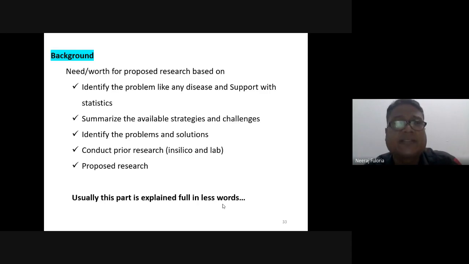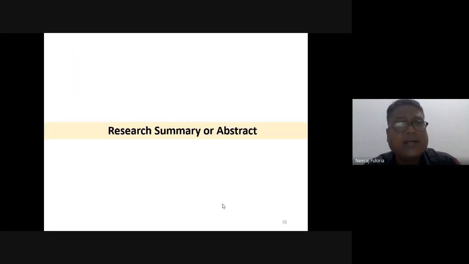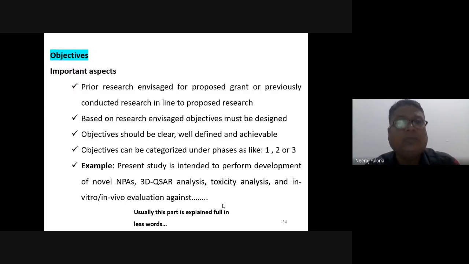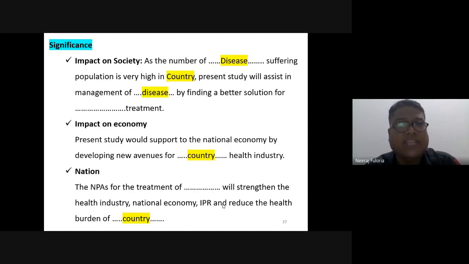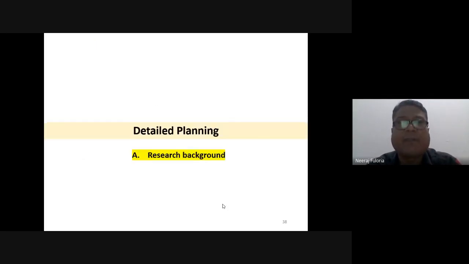What are the key points? Correct? So in a summary, you need to write the background. You need to write the objectives. You need to write the methodology, outcome, significance. All these things in a single line, a single sentence, or maybe two lines or two sentences. That's all. Every point.